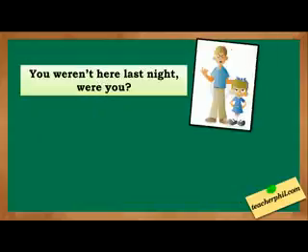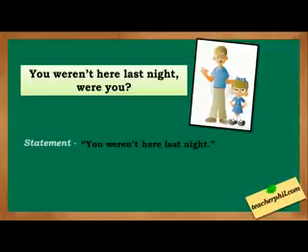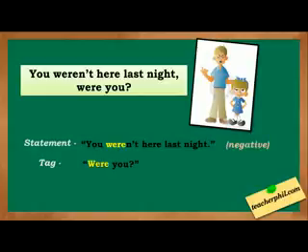Another example, you weren't here last night, were you? Our statement is, you weren't here last night. Our tag is, were you? The auxiliary verb in our statement is were. Same in our tag. Our statement is in the negative form. Therefore, a positive tag is needed. Were you?